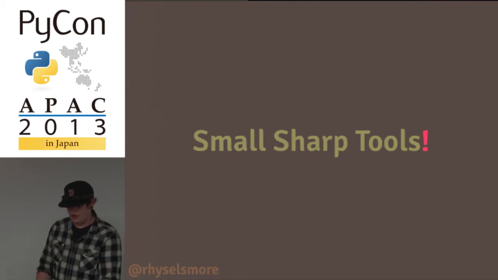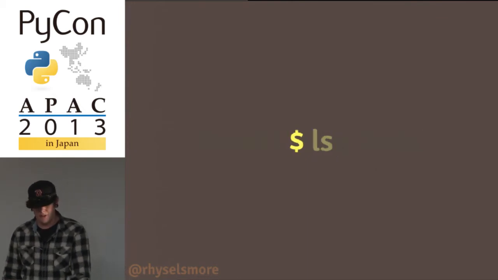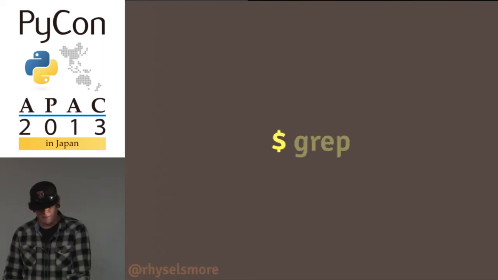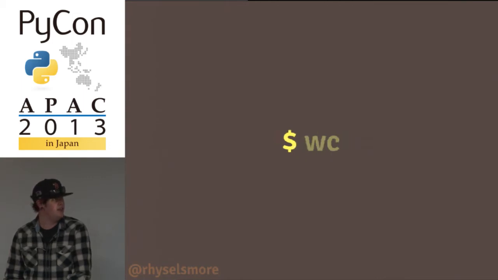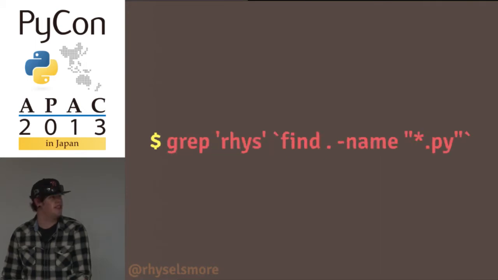Now, when you look at Linux tools, I mean, you've got cat which outputs the contents of files, you've got ls for displaying directory, you've got grep, which searches for text and declared patterns, you've got find, which will search your file system, you've got word count, which will do counts of lines, characters, whatever. You can chain those together, so you can find the files and grep for Python in the file names. You can grep for Rhys in the text of those files.